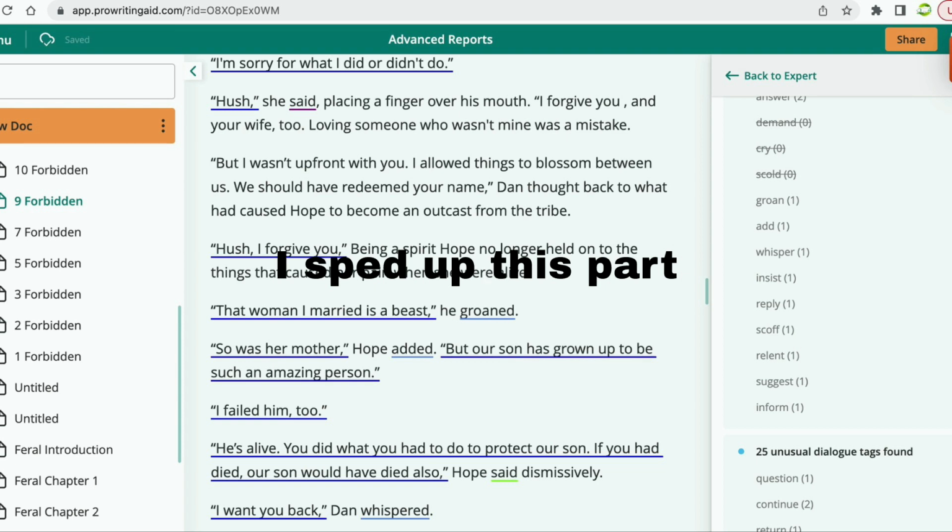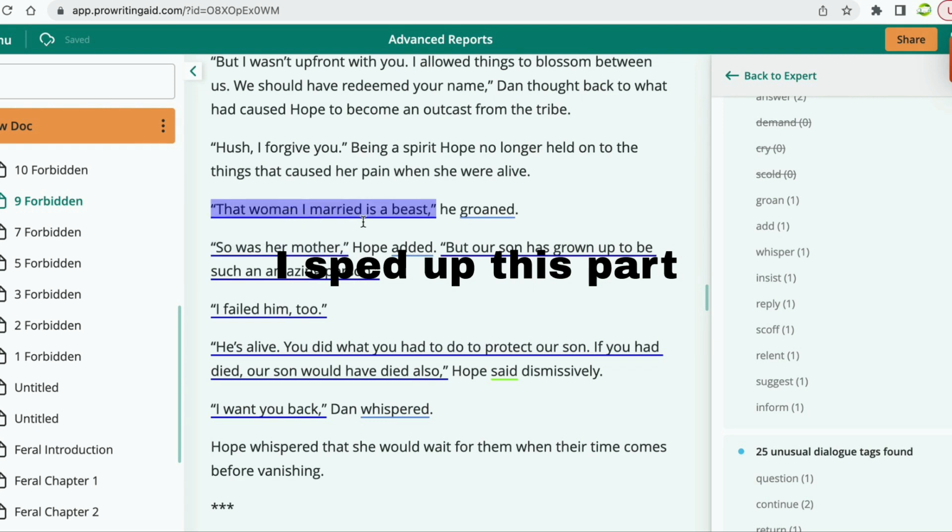Okay, "being a spirit, Hope no longer held on to the things that caused her pain when she were alive." I'm not sure if I should use were or was, but we're going to find out. They're going to let us know. And then this now should be a period. Okay. "He sure did marry a beast." "He groaned." Yeah, take that out too.